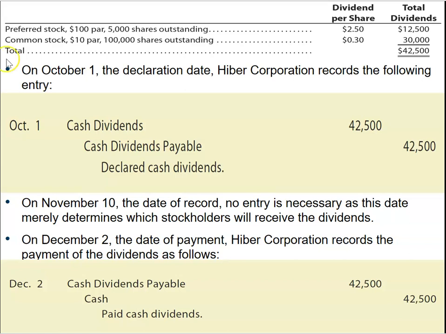Now let's look at this. Looks like we have 5,000 shares of preferred stock outstanding, $100 par, and they're telling us that for each share, the dividend amount is $2.50. We've also got some common stock, which has a $10 par, and we've got 100,000 shares outstanding.